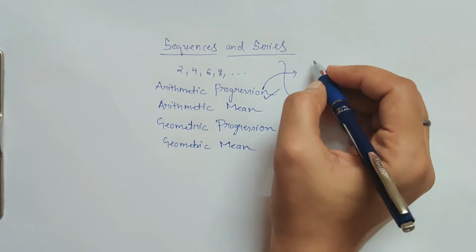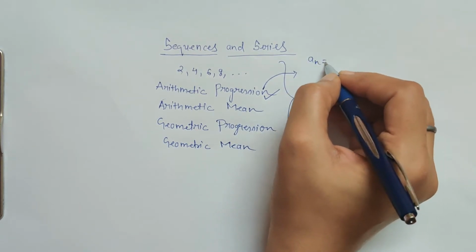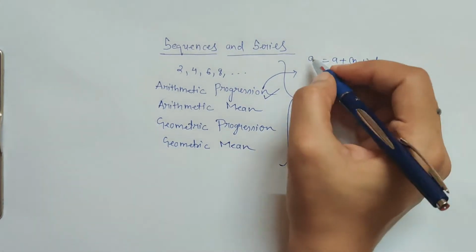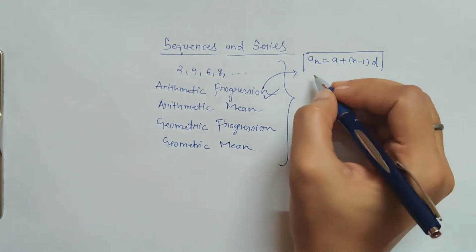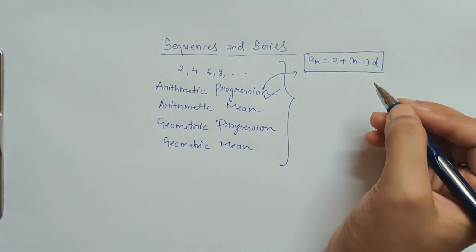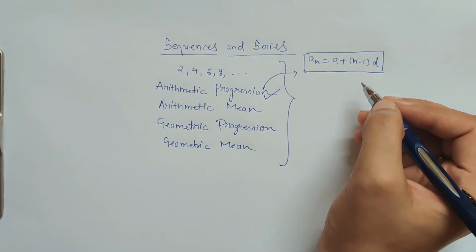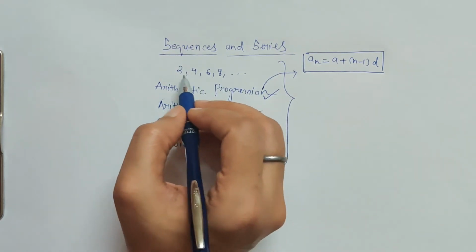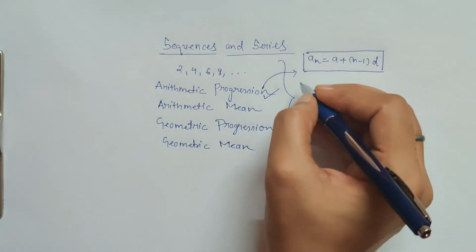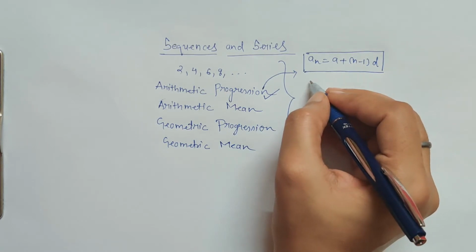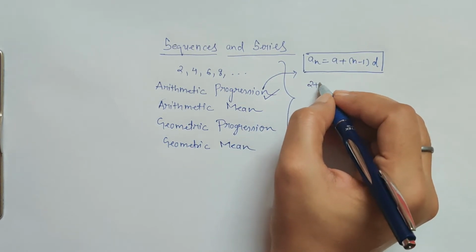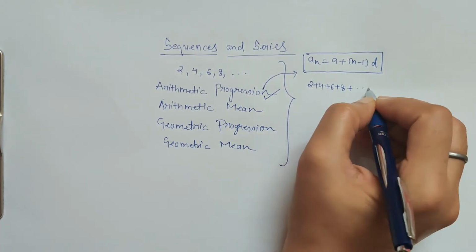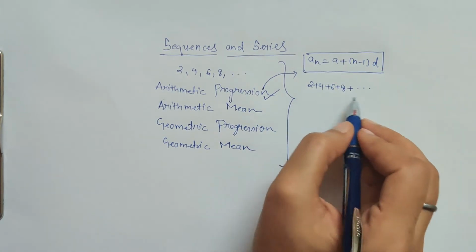For finding any nth term, the formula is a plus n minus 1 into d. This we have already studied in class 10th: a_n is equal to a plus n minus 1 into d. But as I said, there is also a series of terms. Here I have written the sequence 2, 4, 6, 8. If the same sequence is written in addition form, like 2 plus 4 plus 6 plus 8, then it is called a series.